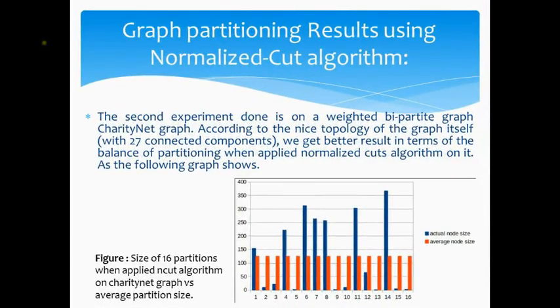This next experiment is done on the weighted bipartite graph of CharityNet, and as we have a very nice topology of the graph itself with 27 connected components, we get a much better result in terms of the balance of partitioning when we apply the normalized-cut algorithm to it. As you can see from the figure, which shows the size of 16 partitions when applying the n-cut algorithm on the CharityNet graph versus the average partition size, it is more or less near the average node size, even if not exactly equal. So we get a much better result in terms of partitioning when we apply the normalized-cut algorithm on it.